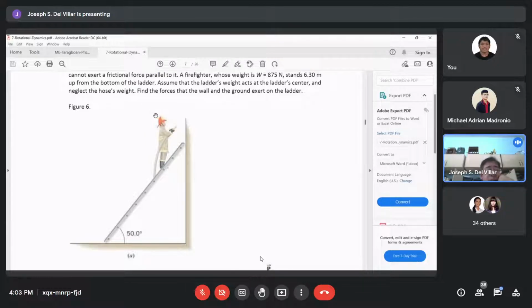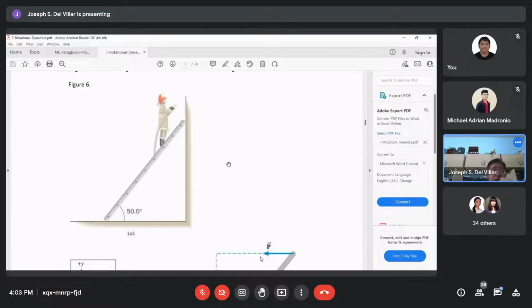And neglecting the hose weight, okay, yung weight ng hose, we neglect that. So meaning to say, we ignore that. Okay? So hindi kasama yung weight ng hose. Find the forces that the wall and the ground exert on the ladder.